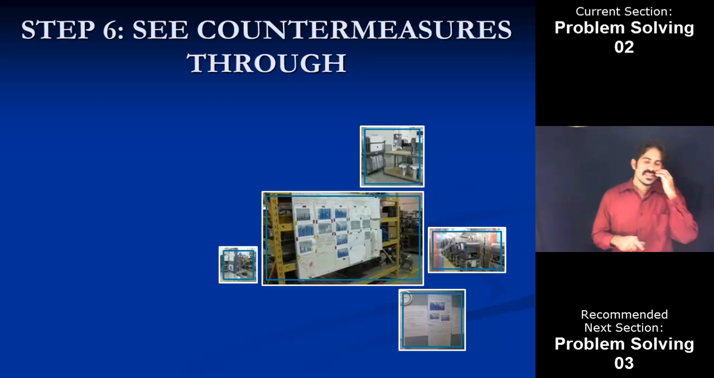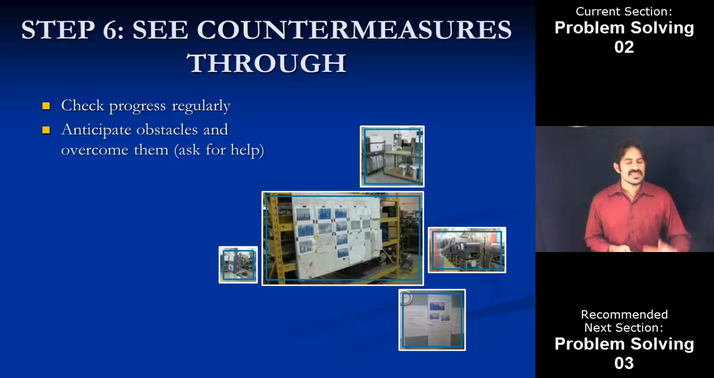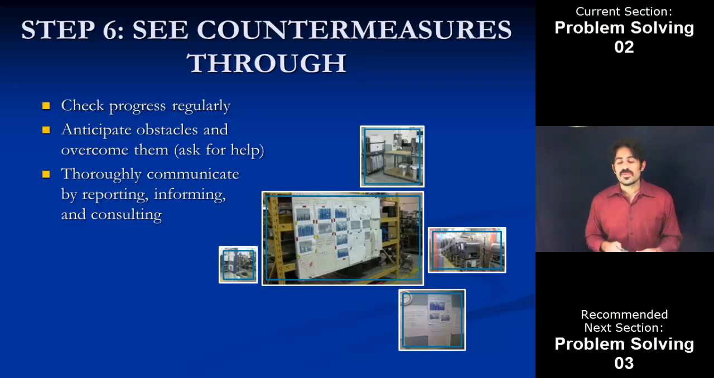So then for step 6, it's pretty straightforward. See those countermeasures through. Let's check our progress. Let's make sure that we're following up. If we've got any obstacles, let's try and work around them. If we can't, let's get supervisors, let's get more resources, let's ask for help so that we can stay on schedule and we can meet our target.